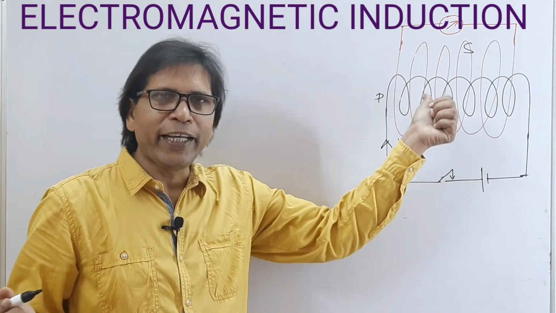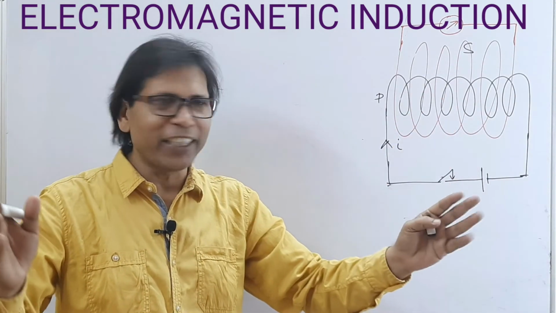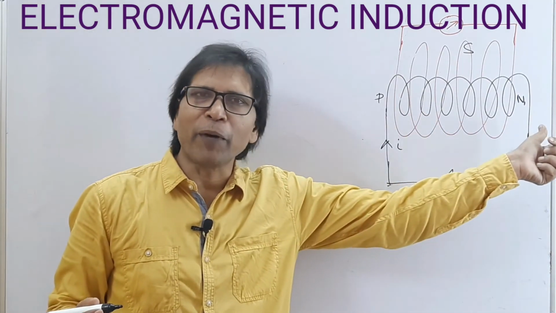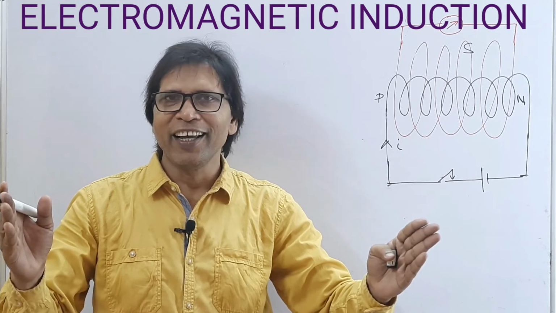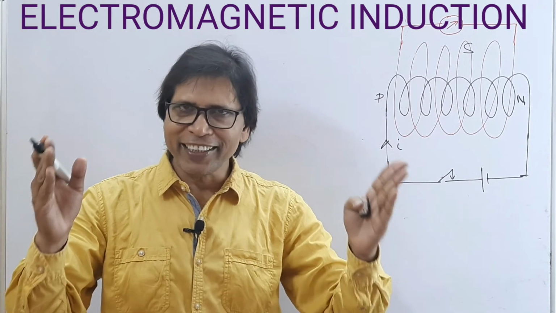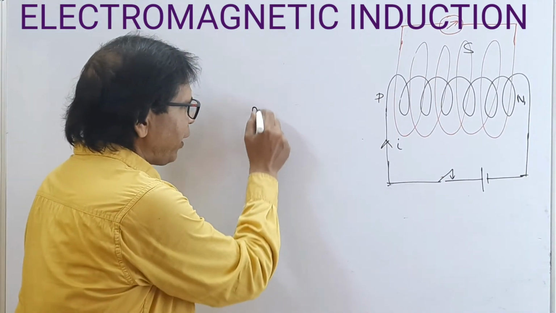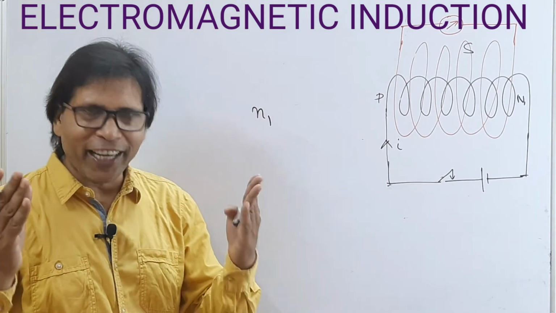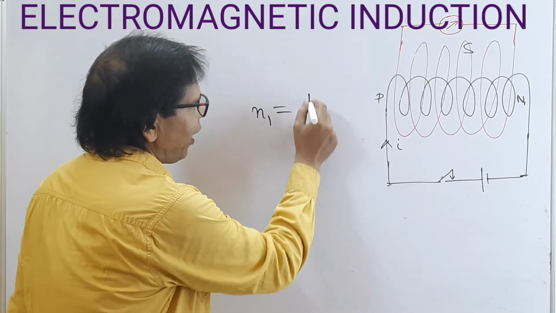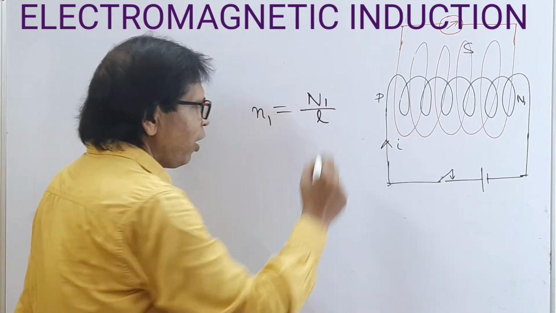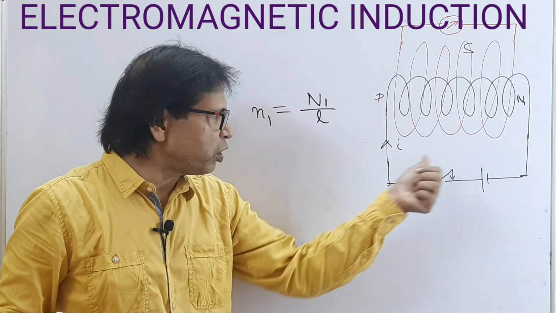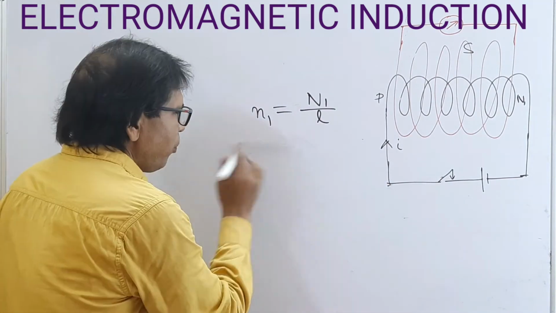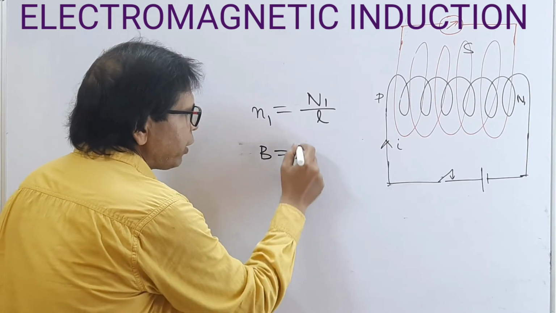Look at now the derivation of mutual inductance between the two coils. Suppose the number of turns in the primary coil is N1 and its length is L. So the number of turns per unit length n equals N1 by L. The magnetic field produced due to instantaneous current I in the primary coil is B equals mu naught n1 I.